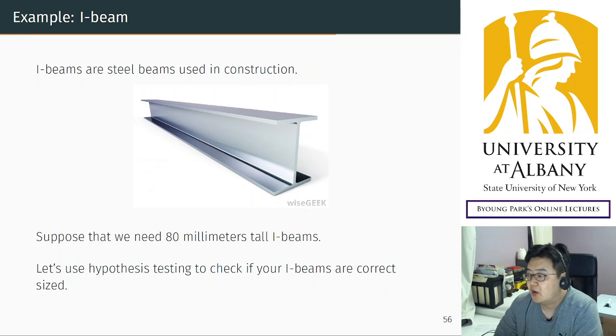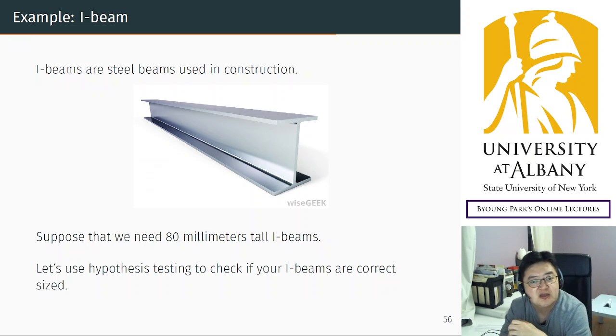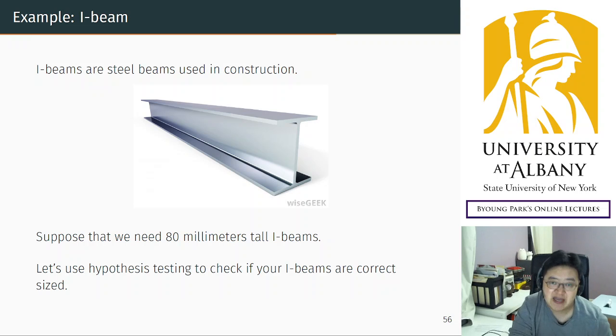Hello. We learned three ways to conduct hypothesis testing: the p-value approach, the t-statistic approach, and the critical value approach. We are going to apply those methods to two numerical examples from here. The first example is about an I-beam.